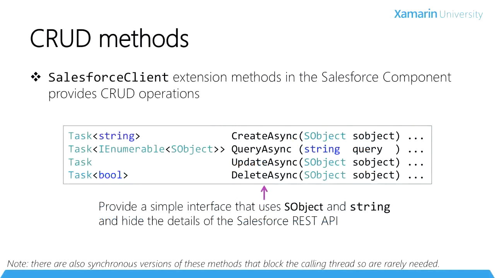All CRUD operations are managed by the Salesforce Client class instance. Since the Salesforce Client interacts with the Salesforce API, the Salesforce Client does all the tedious work of creating REST-style strings, sending them to the Salesforce server, and parsing the returned JSON. As a result, we are able to make use of CreateAsync to create a record, QueryAsync to query records, UpdateAsync to update records, and DeleteAsync to delete records. Each of these methods makes use of SObject either as a parameter or a return result.